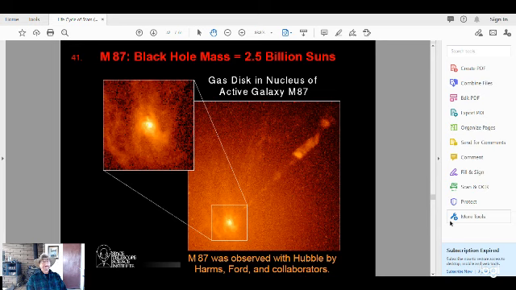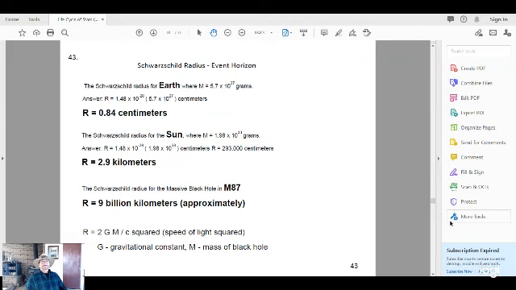This is a massive, massive, massive black hole. It's the biggest one near us. But don't worry, it's hundreds of light years away. Actually, hundreds of millions of light years away. Here's some equations that we'll be doing later.